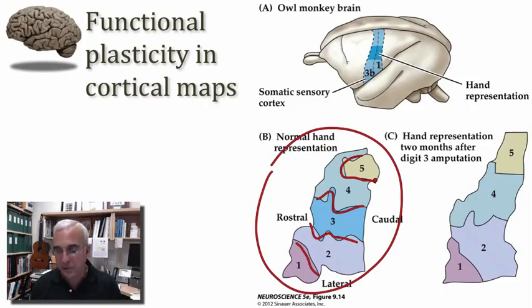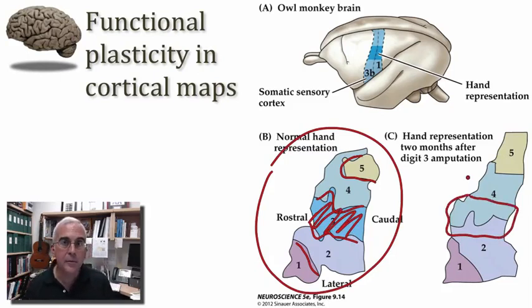Following the amputation of digit number 3, what was seen after several months of recovery is that the cortical area that responded to digit number 3 before the surgery has now come to represent the adjacent digits 2 and 4. So now this part of the brain seems to have been taken over by circuits that were either already there and silent, or represented the growth of new synaptic connections into this region of the hand representation.